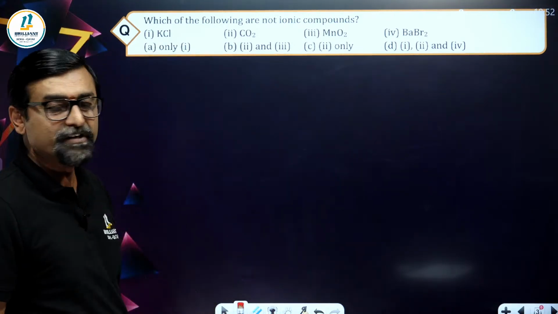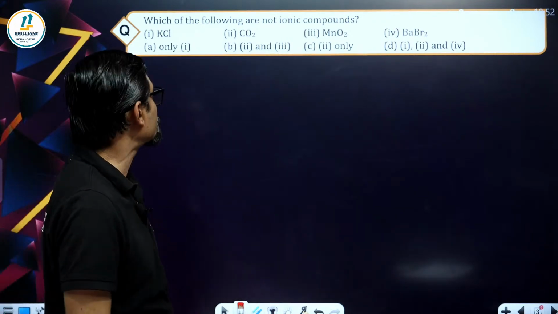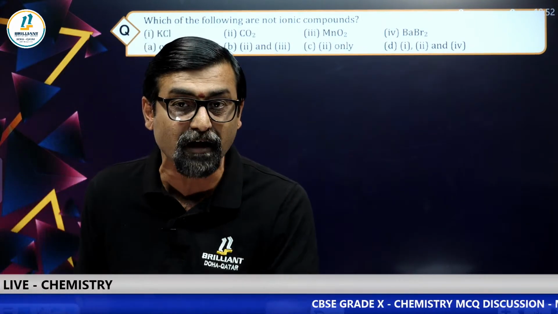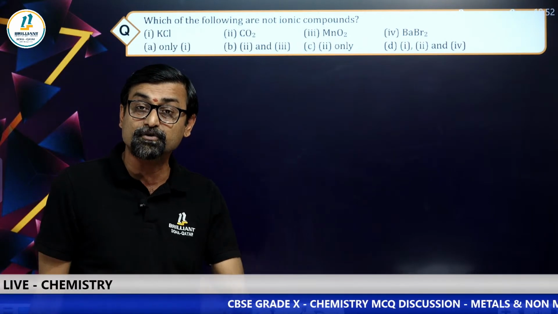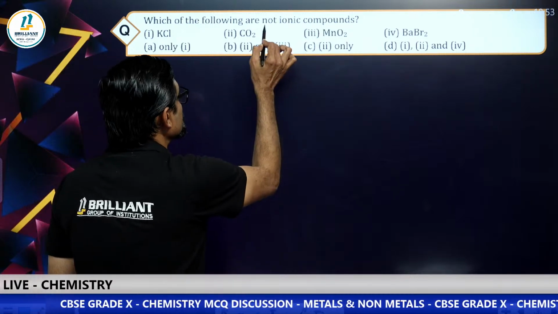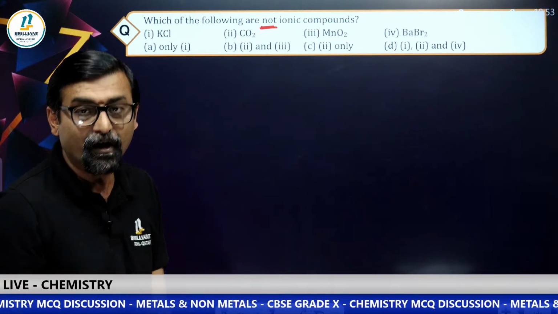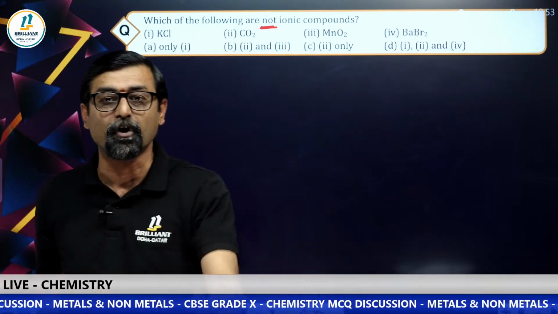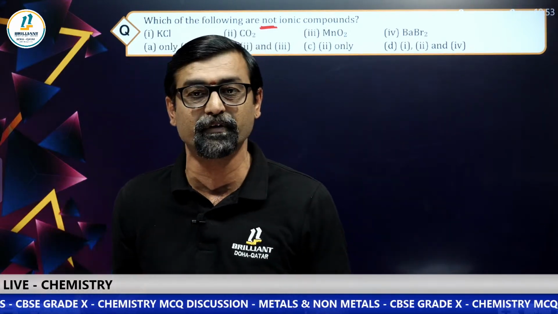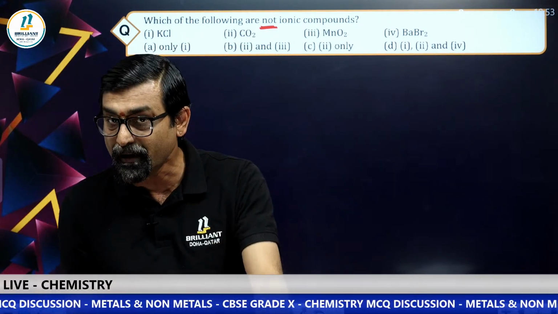What's the second question? Which of the following are not ionic compounds? Go through the question very carefully, children. Sometimes they may ask to identify the ionic compounds, sometimes they will ask you to identify which are not ionic compounds. And here they are asking which is not an ionic compound. We have studied which type of combinations will give an ionic compound and which type will give a non-ionic compound. Non-ionic compound means it will be a covalent compound.